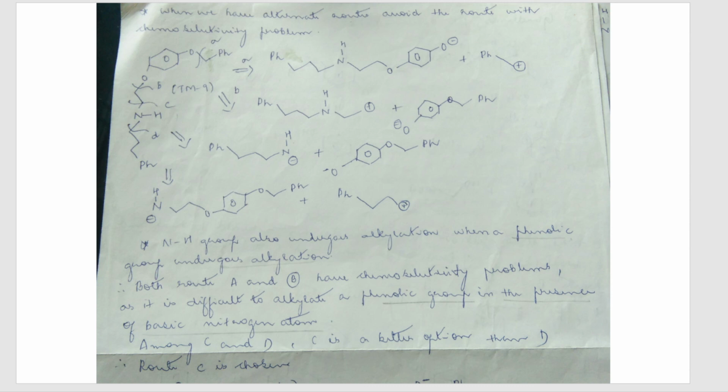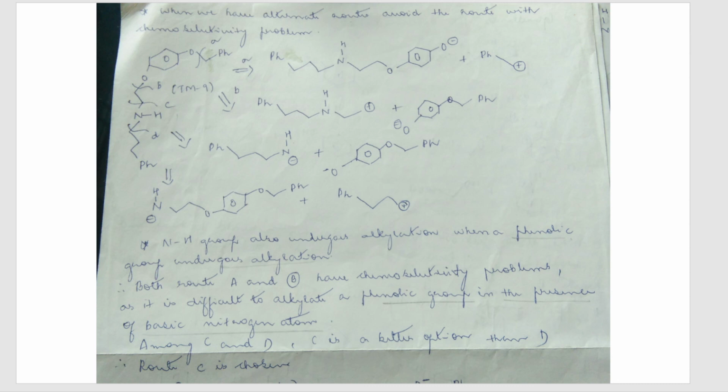But they are telling us that you should avoid routes where there will be chemoselectivity problem. Now what happens if I disconnect at A and B? You will get these two types of synthons, correct? So both route A and B, they have chemoselectivity problem. Why is that? Because NH groups are there here. They also undergo alkylation when you are trying to alkylate this phenolic group. Okay, when you are trying to do alkylation for the phenolic groups that are present here, what happens? The NH group also undergoes alkylation. That will change the synthetic equivalent that we get, but we don't want that.